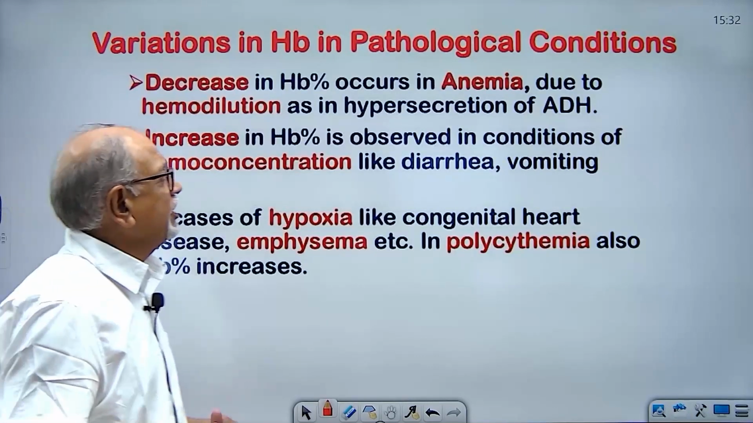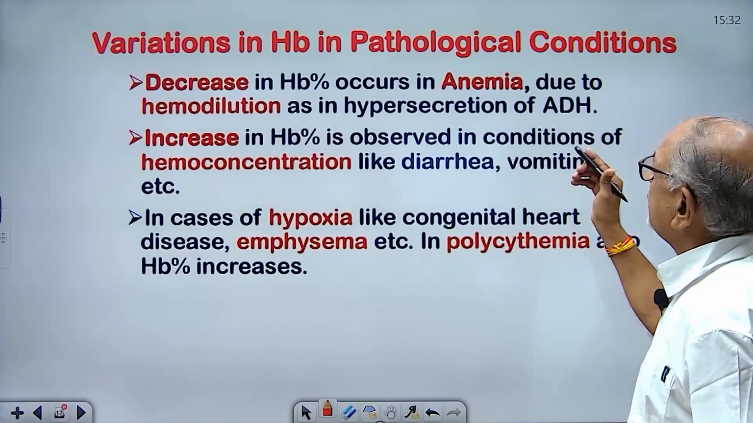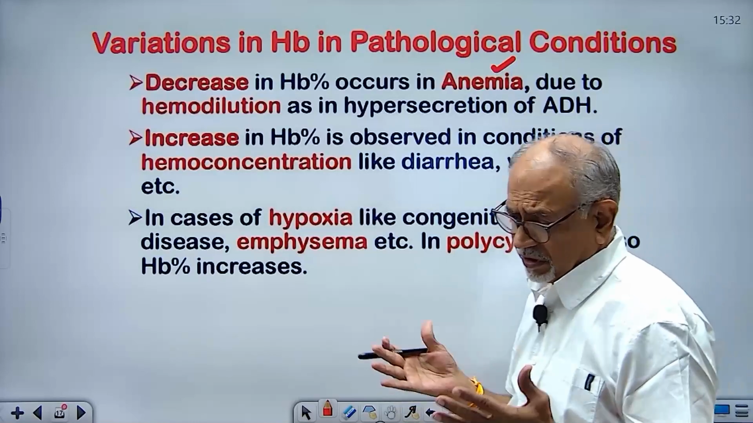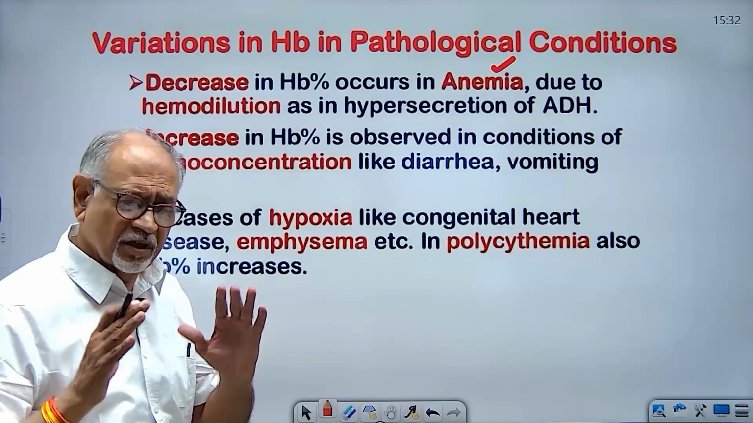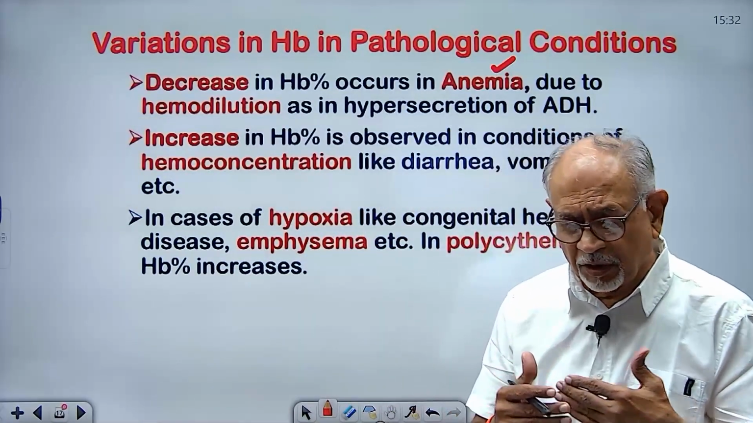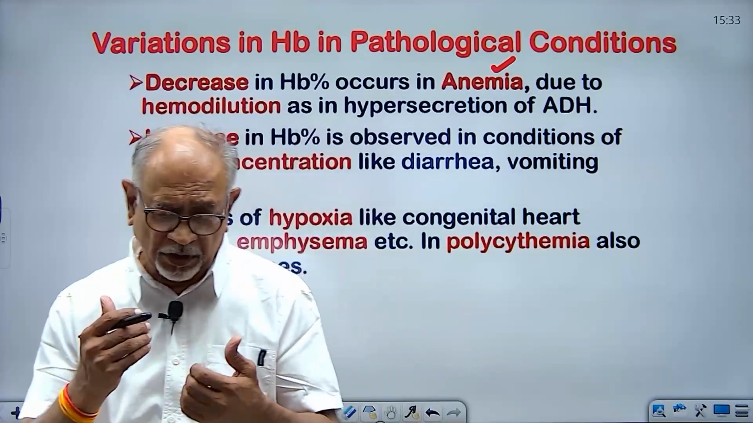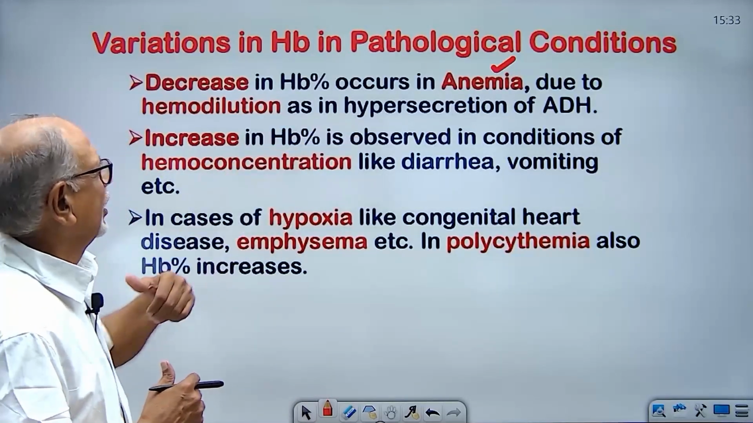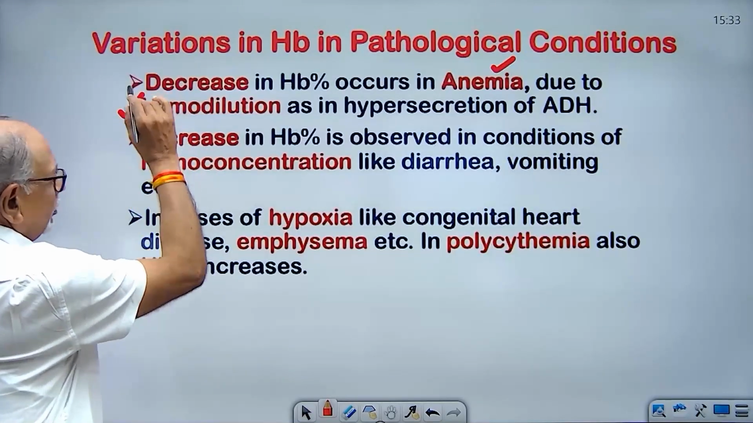Now, a decrease in hemoglobin percentage is seen in cases of anemia. When there is anemia, there is a lesser number of blood cells, or even if the number of blood cells is normal, a decrease in hemoglobin concentration can occur, which is also called anemia. It can occur due to hemodilution.